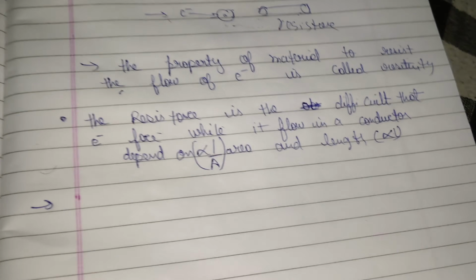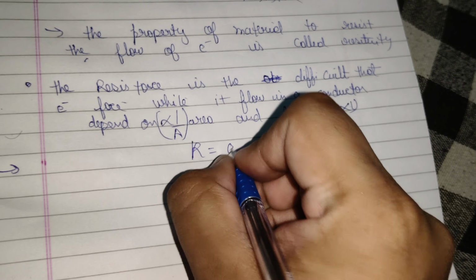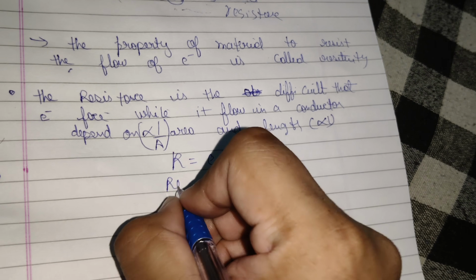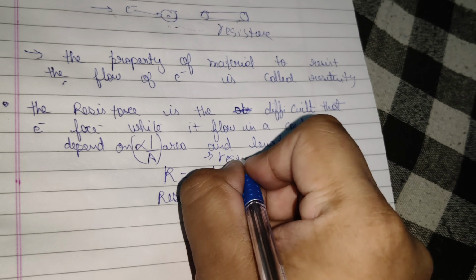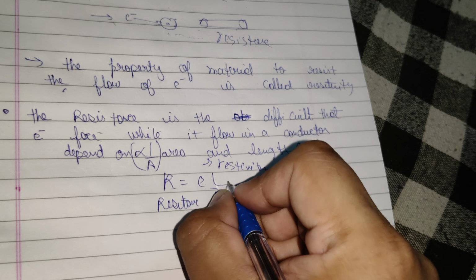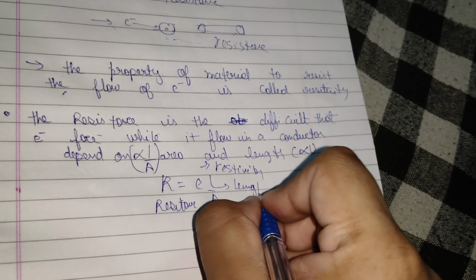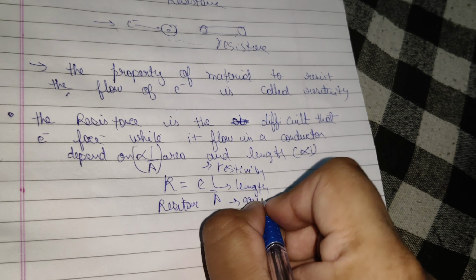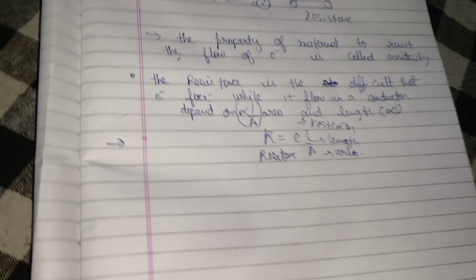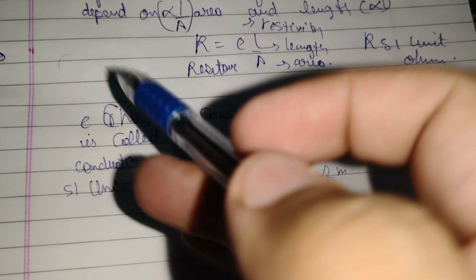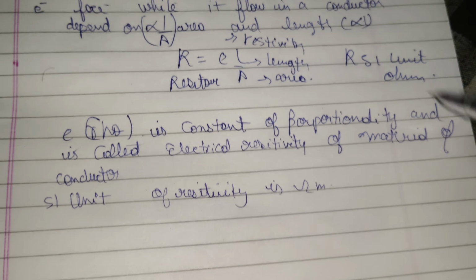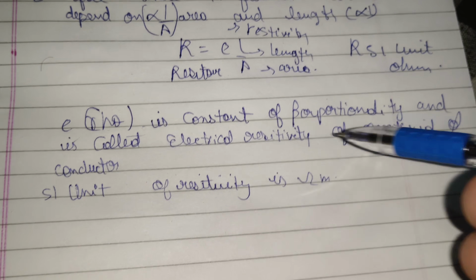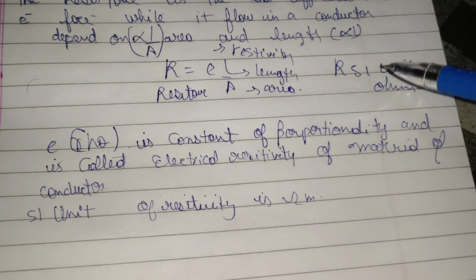Now, the formula that we know is R equals rho L by A. Here R is resistance, rho is resistivity, L is length, and A is area. Rho is the constant of proportionality, and it is called the electrical resistivity of the material of the conductor. The SI unit of resistivity is ohm meter, and the SI unit of resistance is ohm.